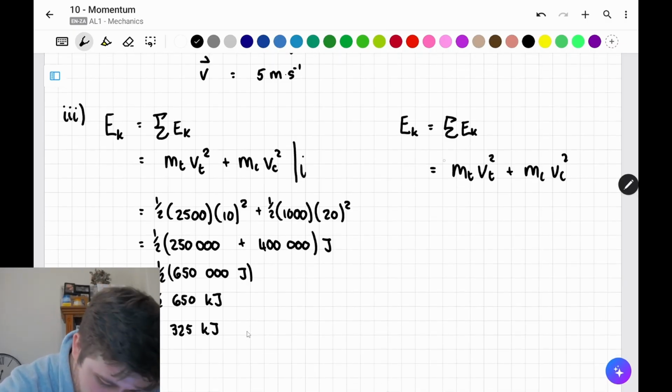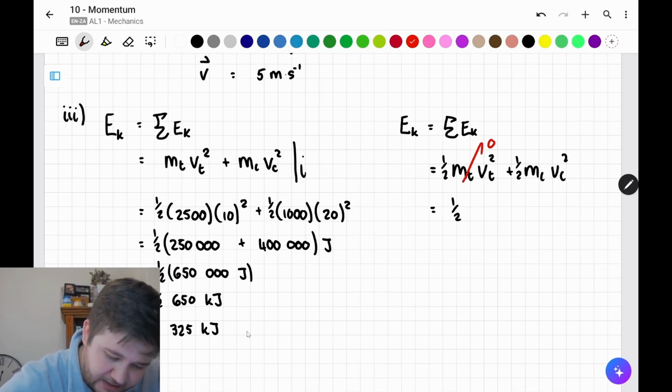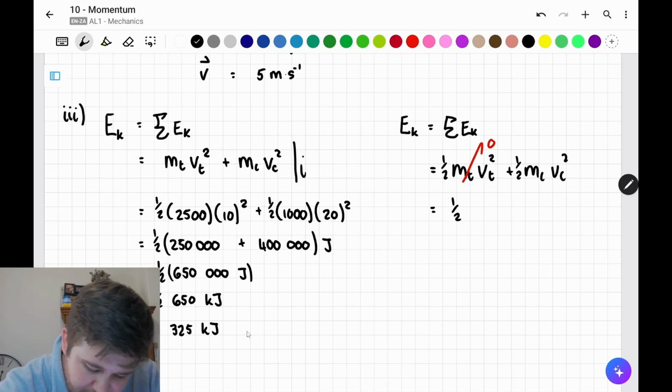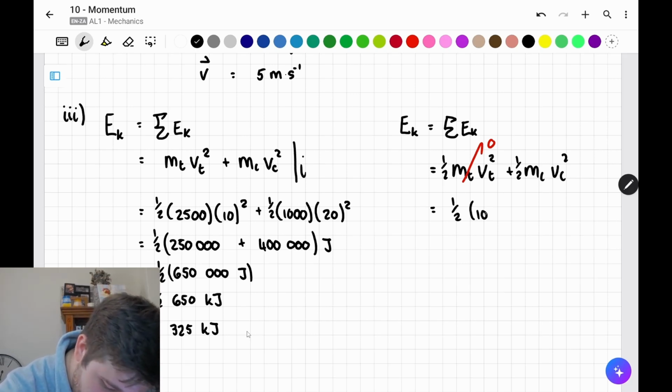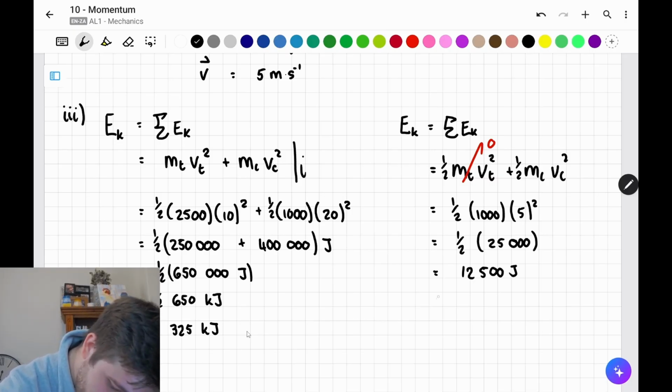Okay, on this side we shouldn't forget our halves there, which we can factorize out again, making our life a little bit simpler. Again, this is not traveling at any speed, or any velocity, so we can simplify that to 0, left with finally a half of 1,000 kilograms traveling at 5 meters per second squared, which will be 5 squared is 25 times 1,000, 25,000, half of which is 12,500 joules, simplified as 12.5 kilojoules.